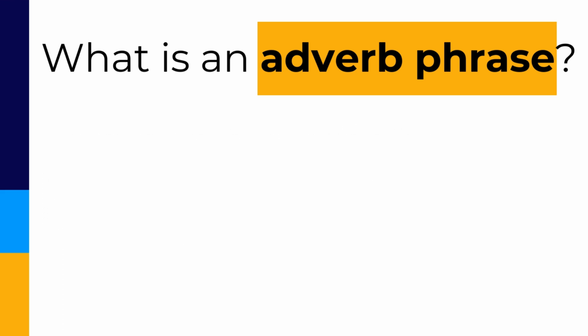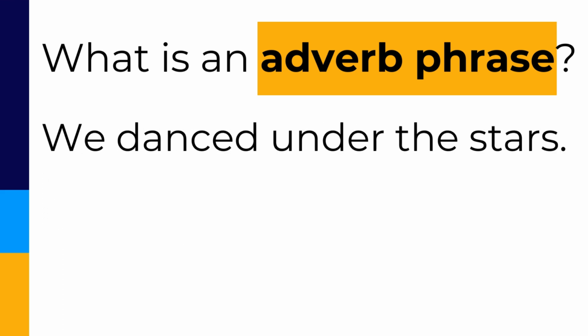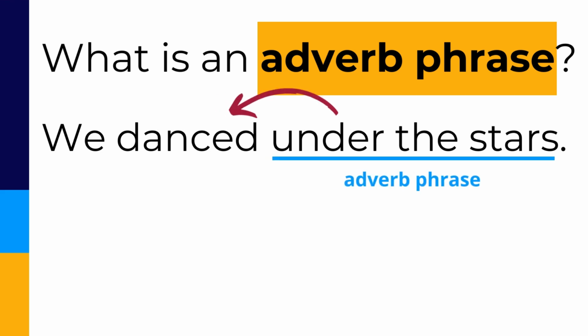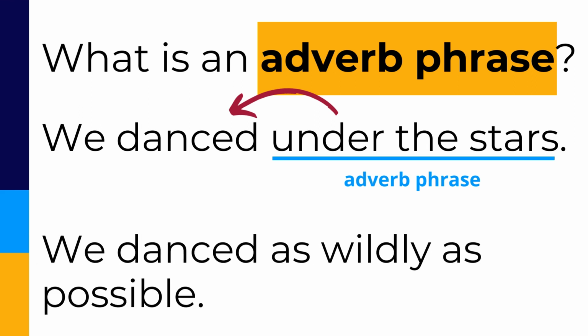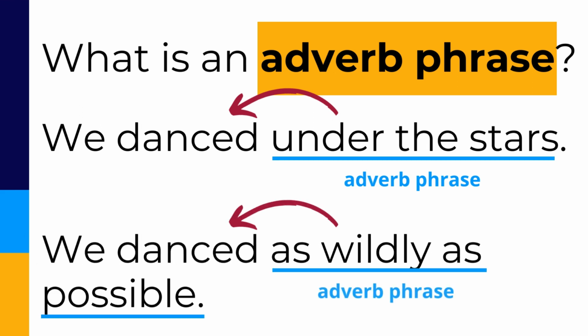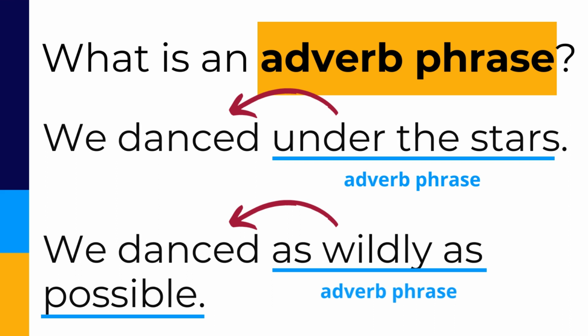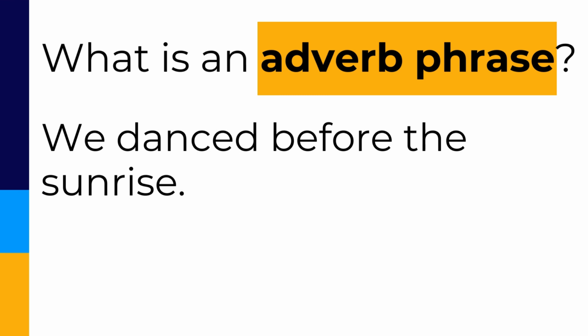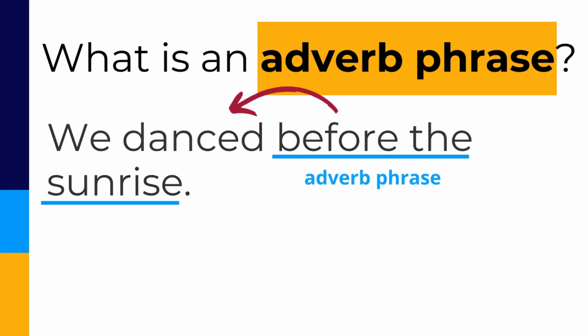Here are some examples. We danced under the stars. Under the stars is a phrase that describes or explains where we danced. We danced as wildly as possible. The phrase as wildly as possible explains how we danced. We danced before the sunrise. Before the sunrise explains when we danced.